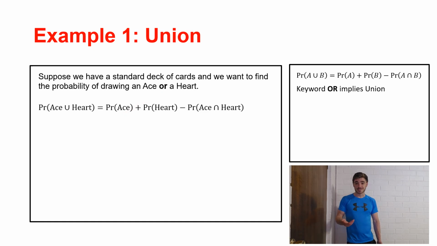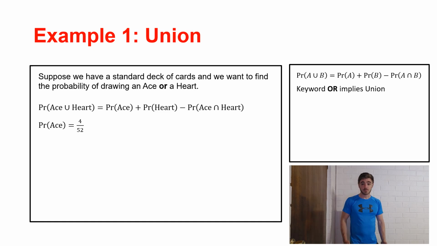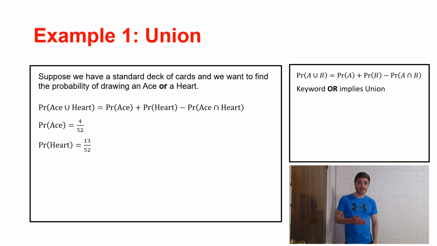Well, there are 4 aces in a standard deck of 52 cards, so the probability of getting an ace is going to be 4 out of 52. For now, we'll leave things unsimplified. Next up, we'll do the probability of getting a heart. In this case, there are 13 hearts in a standard deck of 52 cards, so the probability of getting a heart is going to be 13 out of 52.